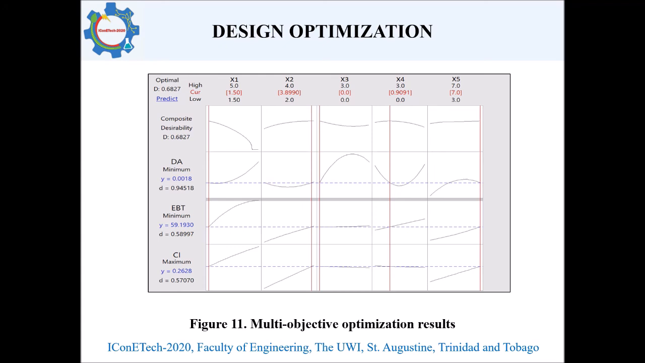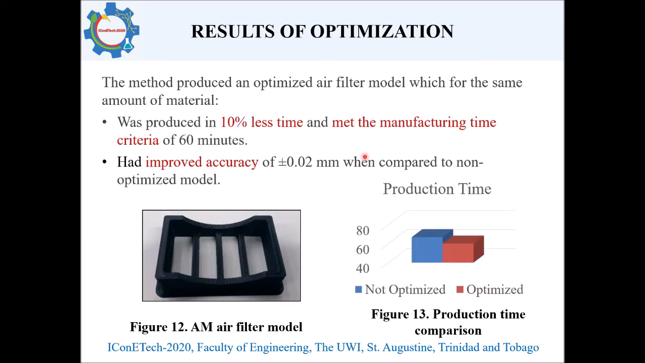For the optimization, I utilized the MINITAB response optimizer, which was fed our feature boundaries and constraints. It was able to provide optimal specifications for all three manufacturing responses. After manufacturing this design, the model was confirmed to be made in 10% less time than a counterpart of equal mass, and met the 60-minute production time target. It also had an improved accuracy over the average model.